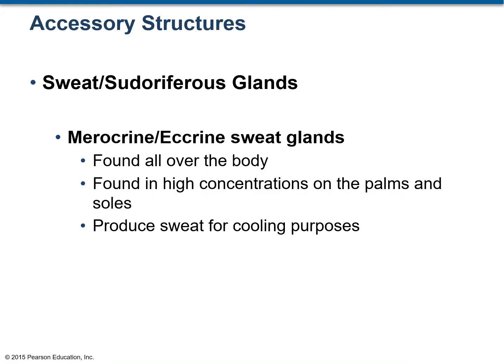The second type of glands are the sweat glands, which are also known as sudoriferous glands. Now sweat glands are of multiple types. The first one is called merocrine or eccrine sweat glands. These are the typical sweat glands which are found all over the body, especially they are highly concentrated on the palms and soles, and the sweat that comes out from these glands is mainly for cooling down the body.